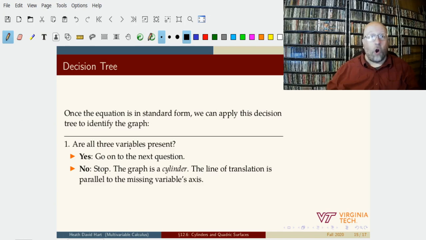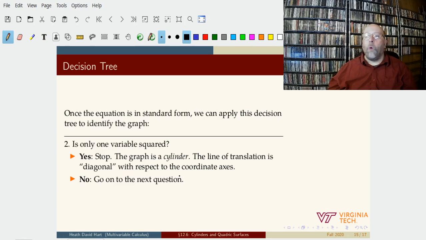First question, are all 3 variables present? If the answer is yes, we're going to move on to the next question. But if no, we know that if one of the variables is missing, the graph is a cylinder. And it's a cylinder that will extend along the axis that's the missing variable. That's what we did at the beginning of today's class. So check for that first. Are all 3 variables present? If the answer is no, we have a cylinder and we can stop. We have made our decision.